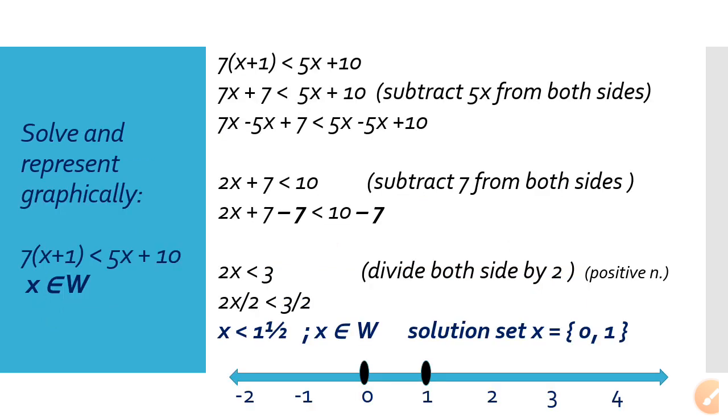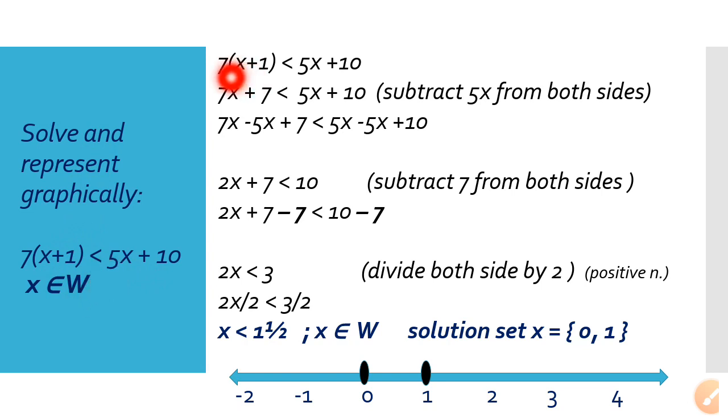So in this way one more question is solved here. See, solve and represent graphically, this is the question. This is a question from the exercise: 7 whole x plus 1 is less than 5x plus 10, and x belongs to whole numbers. So let's see, first we will solve this.